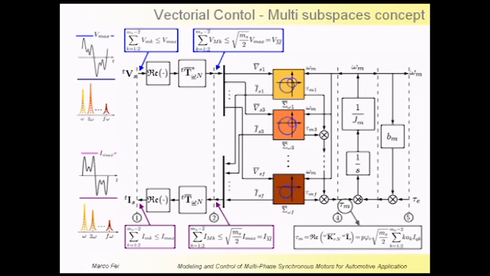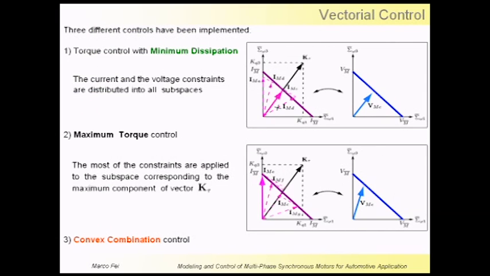Distributing the voltage V over line M and I over line M into the components of the subspaces, we modify the torque production capability of each subspace. This is a non-linear problem that can be solved considering the torque equation. I skip a lot of the mathematical detail. Anyway, three different torque controls have been proposed.